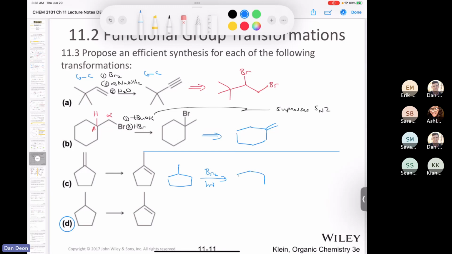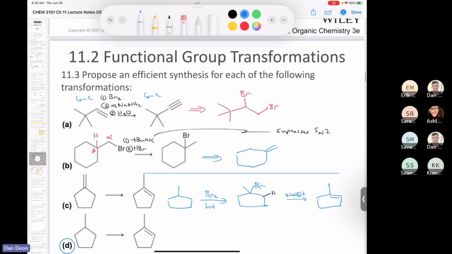And that's going to make the tertiary alkyl bromide like this. Now I need to pull off this beta proton. So for that, I would use an unhindered base like sodium ethoxide. And that's going to give me the Zaitsev alkene. And I am done. There you go. Not too bad. Now you notice that what these problems all have in common is that there's no change in the carbon skeleton. It doesn't change whatsoever.